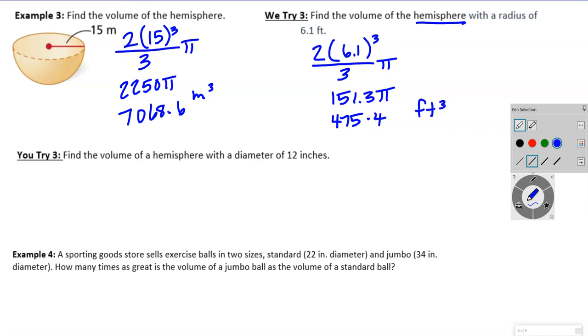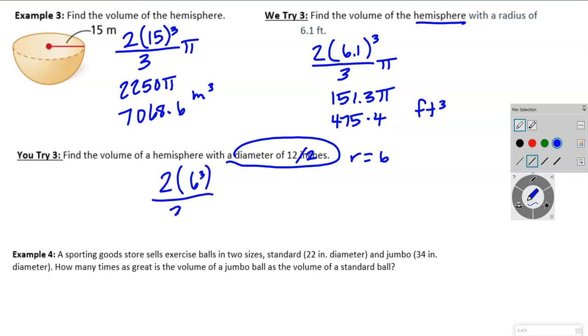Then it says find the volume of the hemisphere with the diameter. Whoop, we've got to divide that by 2, right? So our radius is equal to 6 here. So when we do this one, we're going to do 2 times 6 cubed divided by 3 pi, right? So that's going to give me 144 pi. And when I multiply that 144 by pi, I get 452.4, and this is inches cubed.